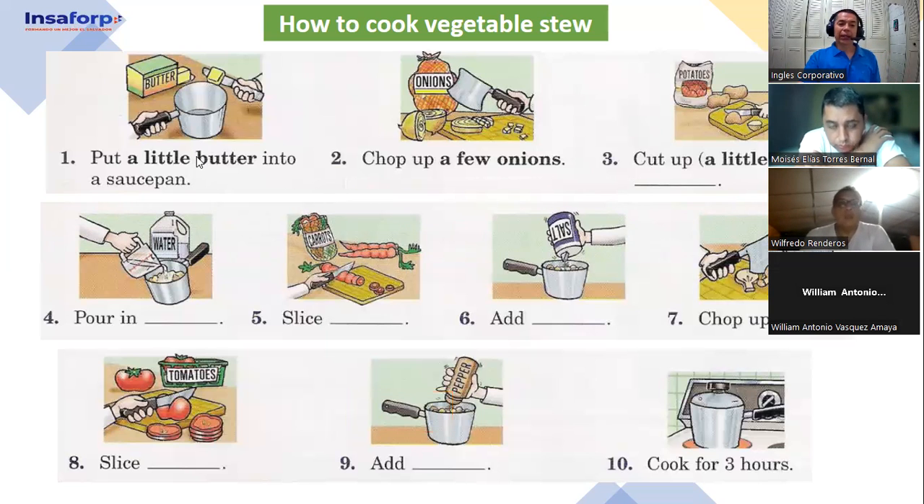Right? Step number one. Put a little butter into a saucepan, right? Chop up a few onions. Number three. Number three is for Wilmer. Are you there, Wilmer? Wilmer?